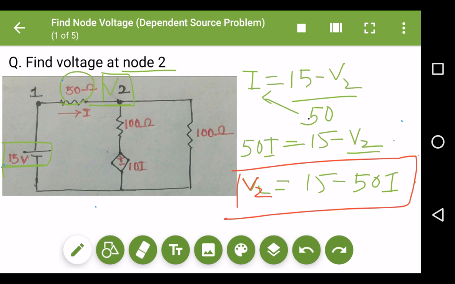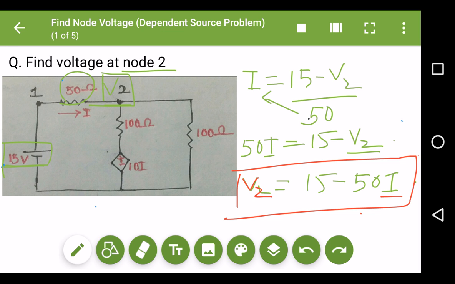You can see that if I only knew the value of I, or someone told me that the value of I is so and so, say 2 amperes or 3 amperes, I would substitute that value and simply subtract it from 15 to find the voltage V2 which they ask us to find. But as you see, we are not provided with the value of I, so our first job is to find the value of I.